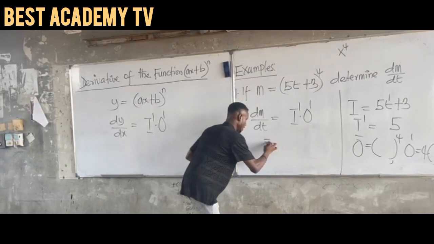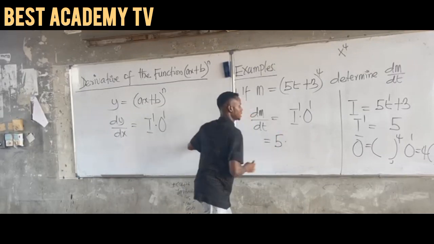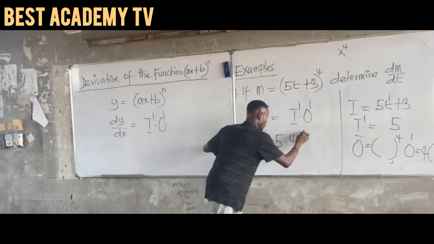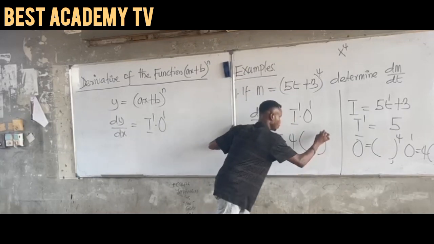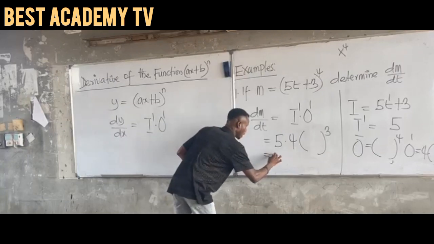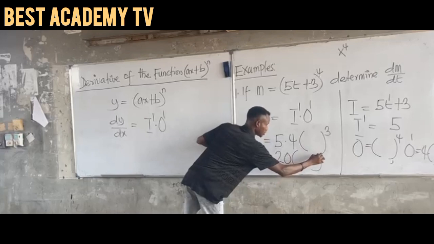So replacing them here, the inner is said to be 5t, the outer is what? 4. Please take note. What is it? Bracket open, bracket close, raised to 3. Now, to simplify this, I'm going to have 20 open and closed bracket raised to 3.